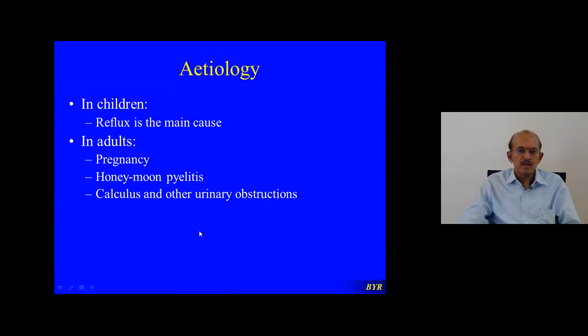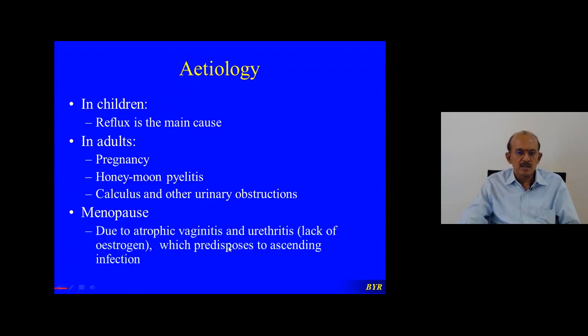Then calculus and other urinary tract obstructions also predispose adults to have pyelonephritis. Then during menopause, due to atrophic vaginitis and urethritis, they predispose to ascending infections in the urethra, leading to cystitis, and in some cases there will be pyelitis or pyelonephritis.